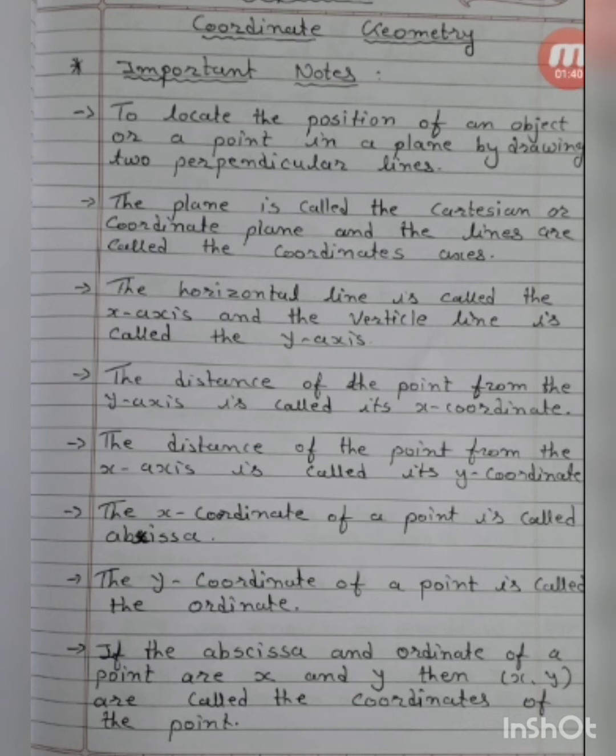Last point, if the abscissa and the ordinate of a point are x and y, then (x, y) are called the coordinates of the point. Here you always have to write the x-coordinate first and the y-coordinate second. And this is called the coordinates of the point.